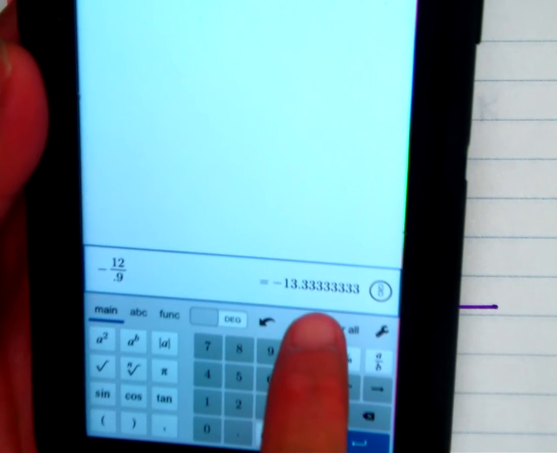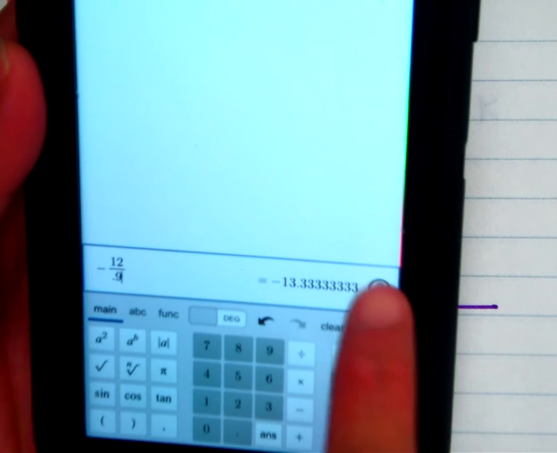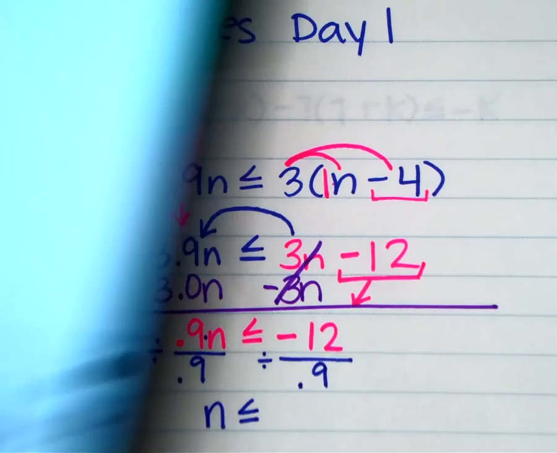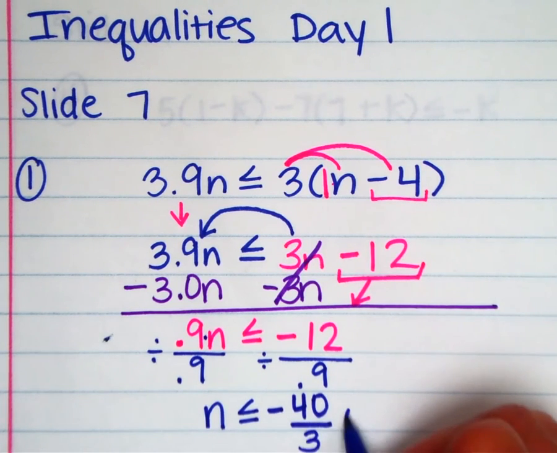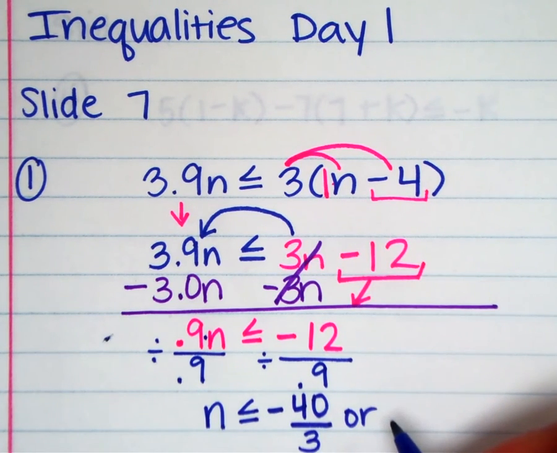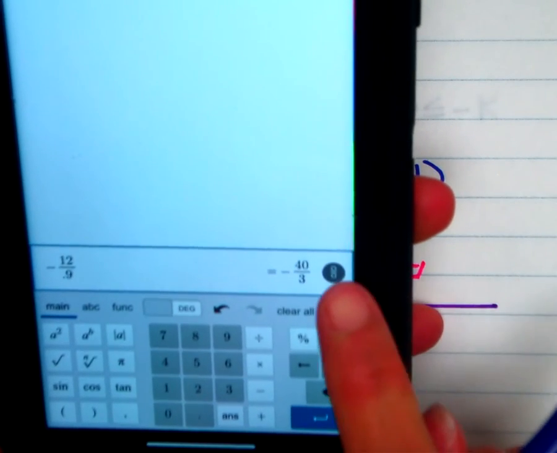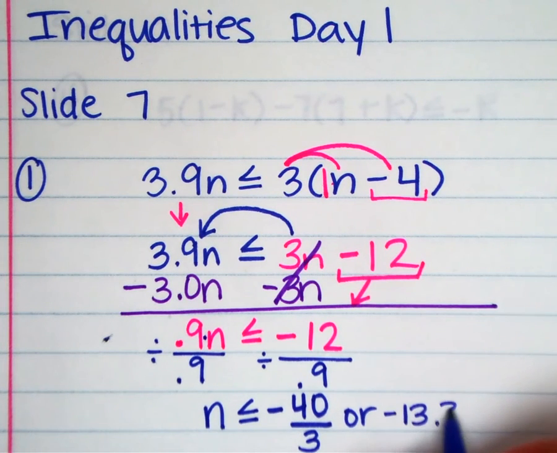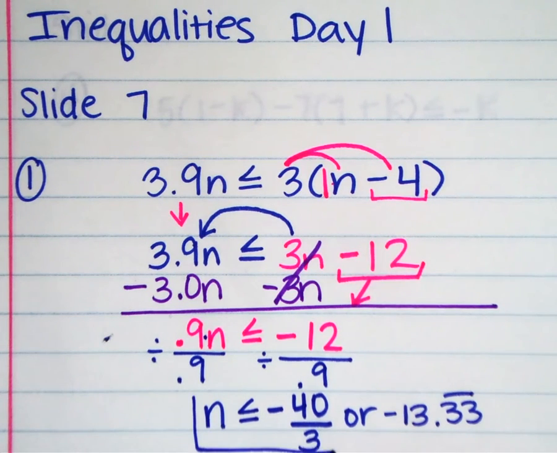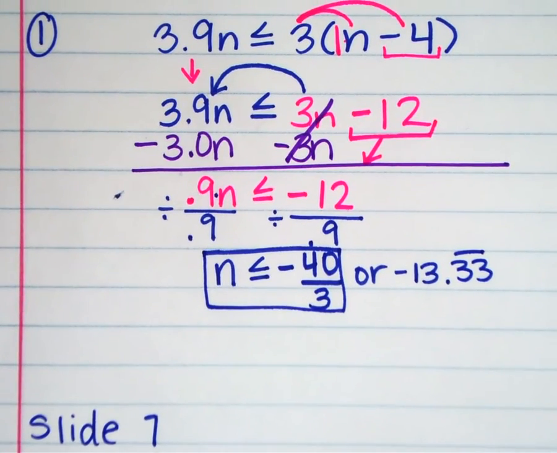It automatically pops up. You can write it as a decimal, but it's repeating, so you can write it as a fraction, negative 40 over 3. Either one is correct, but because we are graphing this on a number line, to go back and forth between your fraction and your decimal, you can use that button on the right of your answer. So negative 13.33 repeating. So here, my answer shows that I'm including the value, and I'm shading all the numbers less than negative 13.33.